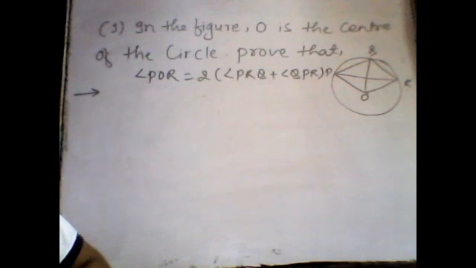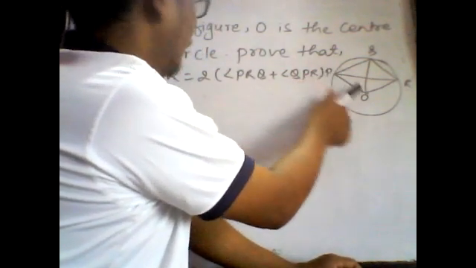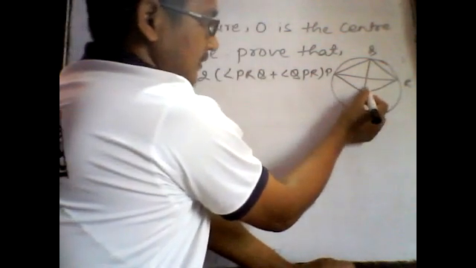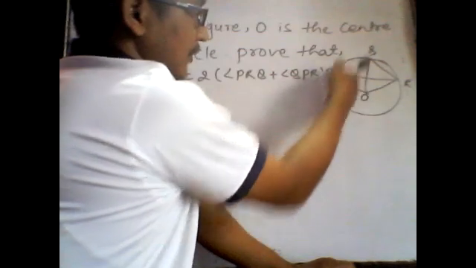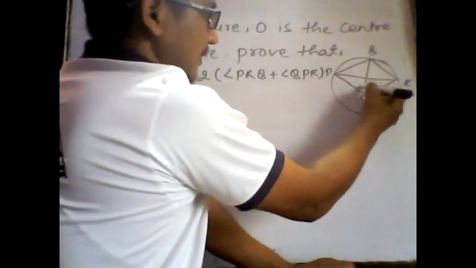In the figure, O is the center of the circle, and you have to prove that angle POR is equal to twice of angle PRQ plus angle QPR. Now see here in the figure, POR is composed of two angles, POQ and angle QOR. These two angles.